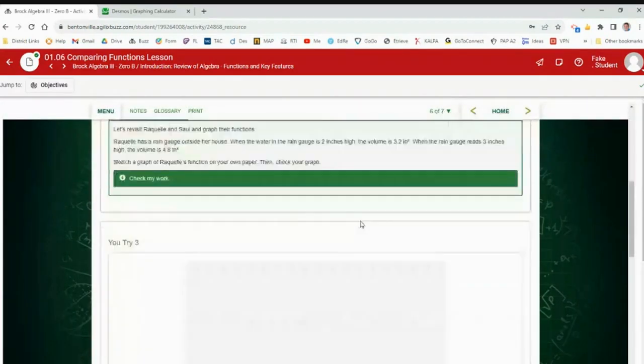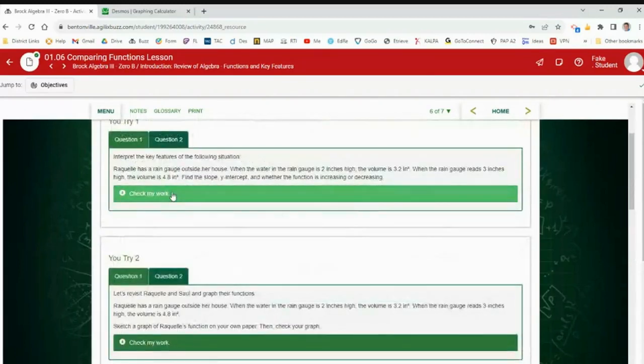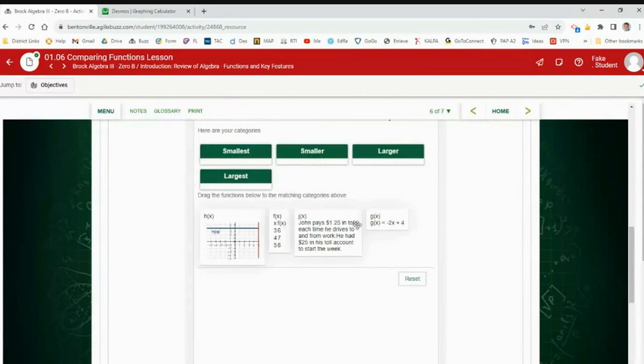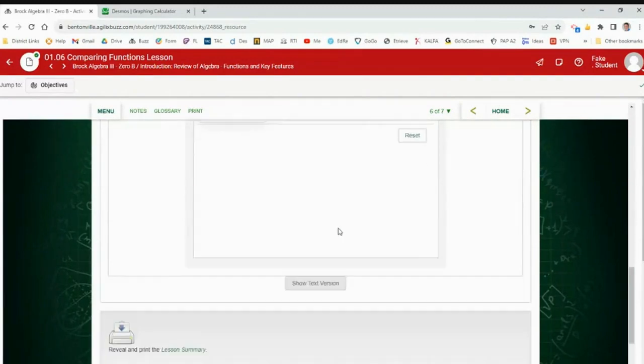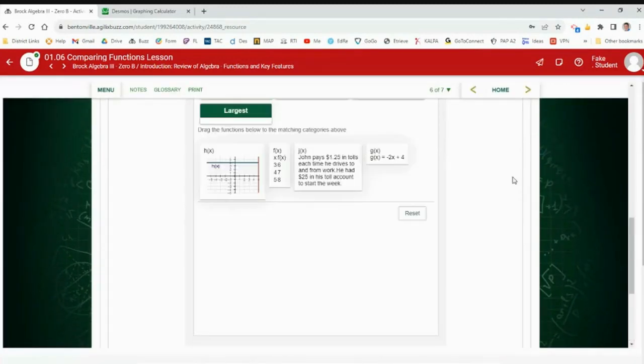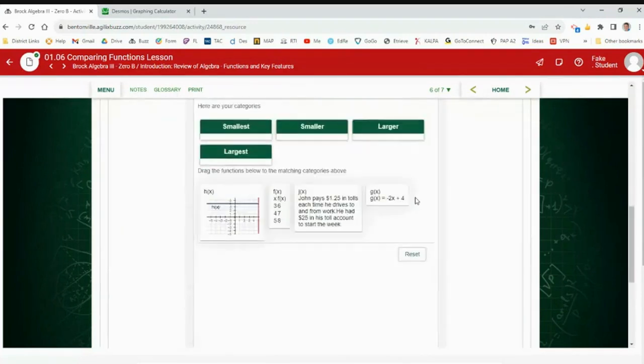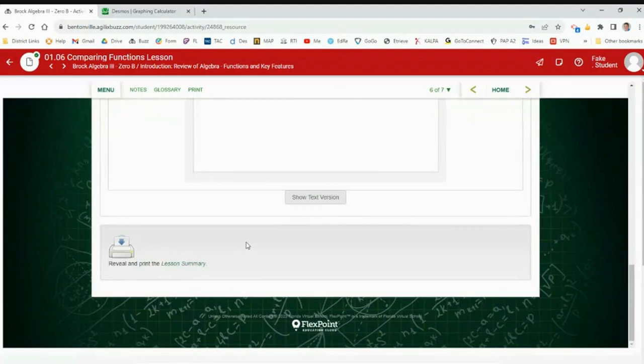All right, so these are all you try, and it gives check my work, gives you the answers. Here's one where you compare all of them based on their slope. So there are plenty of practice problems right here to make sure you're understanding before it counts. Lesson summary. All right, let's look at the assignment real quick, and then we'll let you go.